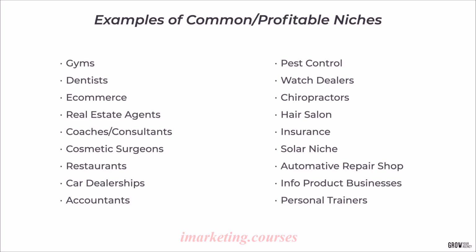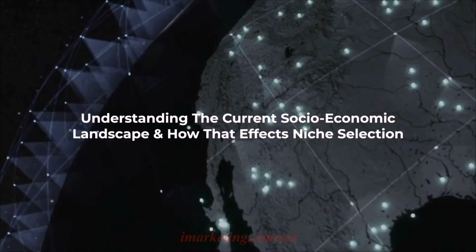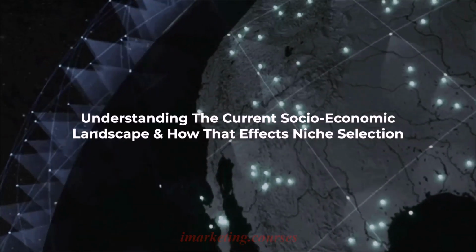But yeah, if I were you, the two from here that I really should have removed are personal trainers and restaurants. Next is understanding the current socioeconomic landscape and really how that affects your niche selection. The main thing is you want a stable niche, a niche that's growing, or a niche that's actually going through a process of transmutation. Okay, so really one of those three. You want to avoid a dying niche.